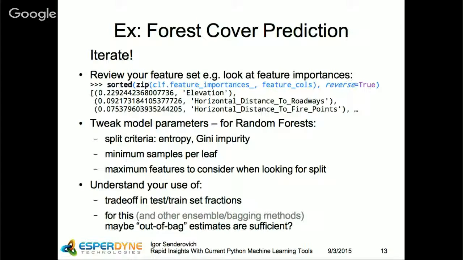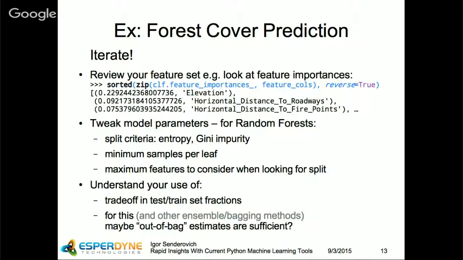Okay, so iterate. You got an answer. What can I do better? You might ask, well, which features ended up being important? By far, elevation was important, but there are like a dozen other features. I didn't show you there are 30 different soil types, and the data has information about which types of soil are present in that tract of land.